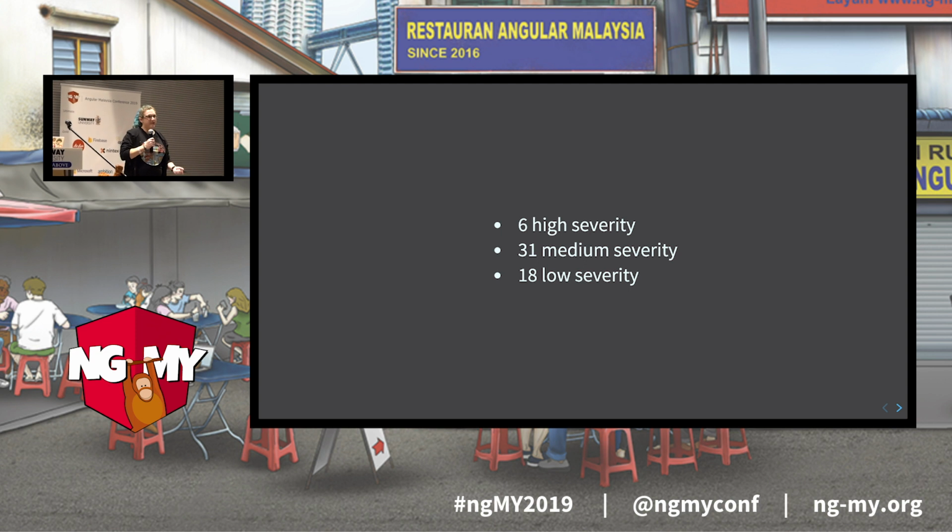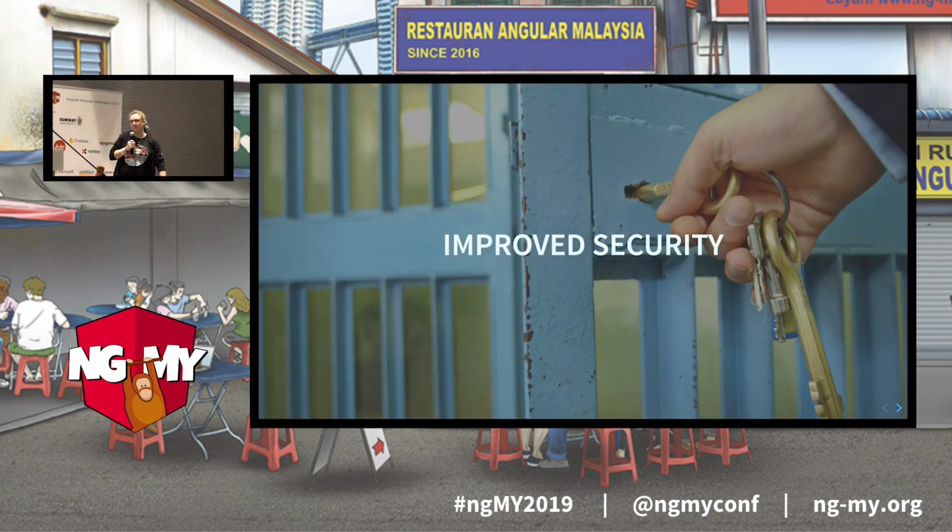So we scanned our code, and it came up with 6 high severity vulnerabilities, 31 medium severity, and 18 low severity in the JavaScript code alone. These are mostly cross-site scripting vulnerabilities. And we're like, well, this is a problem. We need to fix it. So we need to improve our security. And to do that, first of all, we needed to convince business that this was something that we needed to prioritize, right? That this is important. So how did we do that? Well, we spoke to them in a language they can understand.